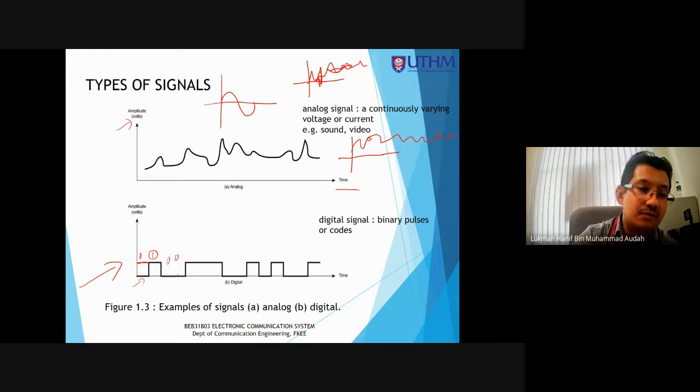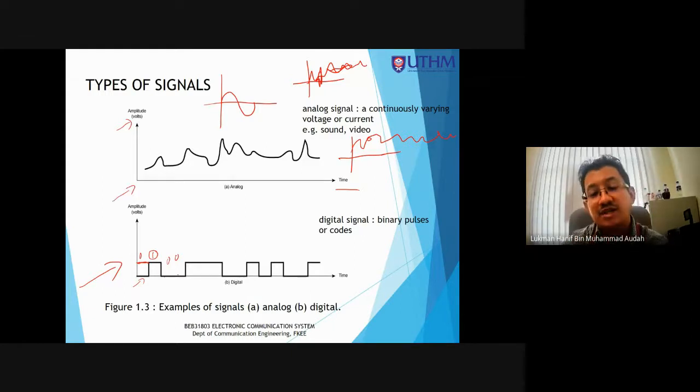Berbeza dengan analog, dia ada banyak possibilities. Okay, digital only have two possibilities. Your signal only consists of two possibilities, logic 1, logic 0, only that. Okay, so you see that in digital it is discrete over time, dia tidak continuous, and it can only have two possibilities, either logic 1 or logic 0. So all signal, semua jenis signal, dia ada dua kemungkinan saja, logic 1, logic 0.